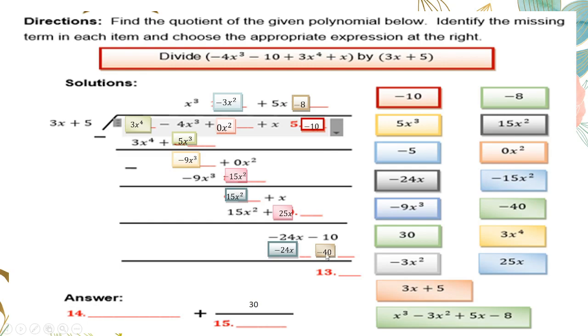Change the sign. This becomes positive. Negative 10 plus 40 is 30. So we have the answer, x cubed minus 3x squared plus 5x minus 8 plus 30 over the divisor, which is 3x plus 5. So did you understand this now?